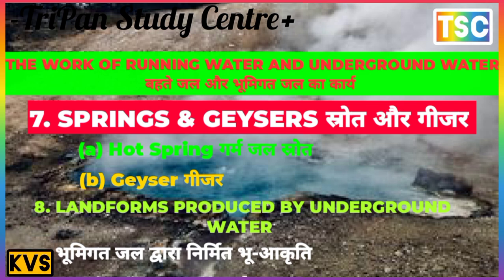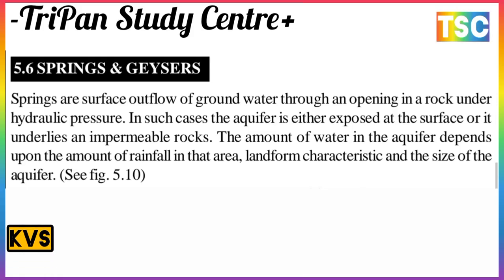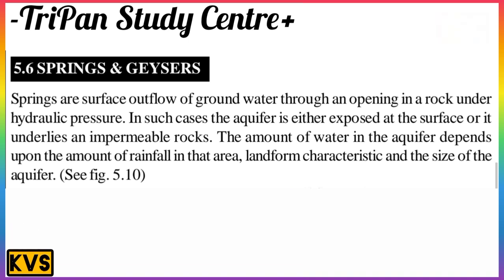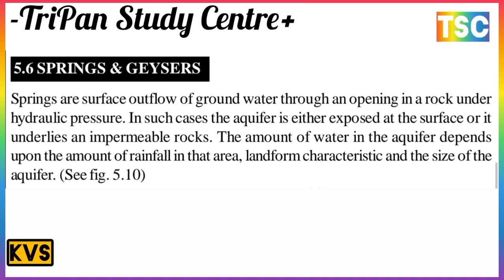Springs and geysers. A spring is the outflow of groundwater through an opening in the rock under hydraulic pressure. In such a case, the aquifer is either exposed at the surface or underlain by impermeable rocks. The amount of water in the aquifer depends upon the amount of rainfall in that area, the landform characteristics and the size of the aquifer.